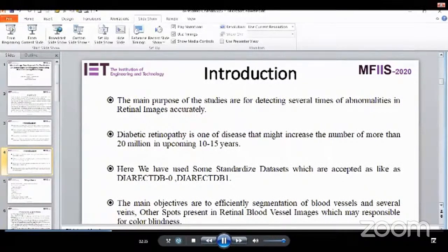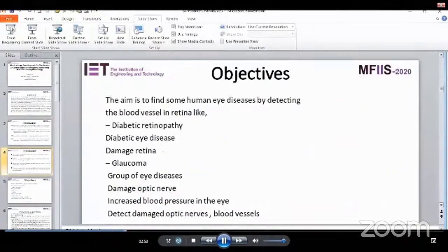Here, several types of diabetic retinopathy standardized data sets that are openly available are used for the work. We have used 80% for training and 20% for testing, and the DIARETDB0, DIARETDB1, DRIVE and STARE data sets are there for working in this domain.